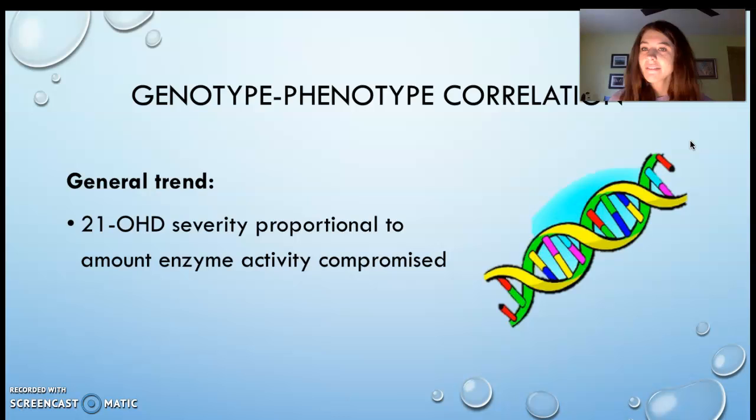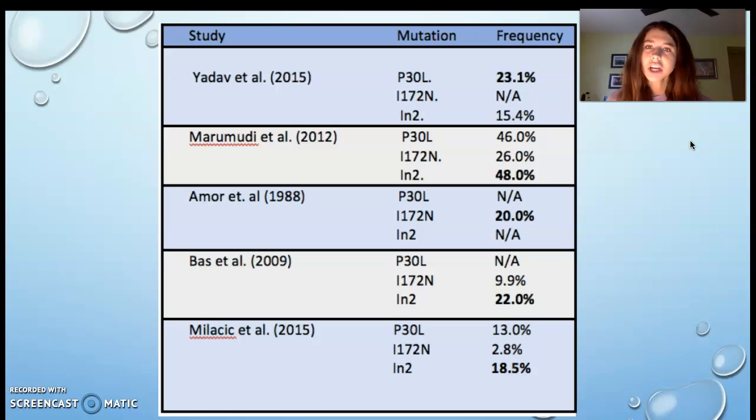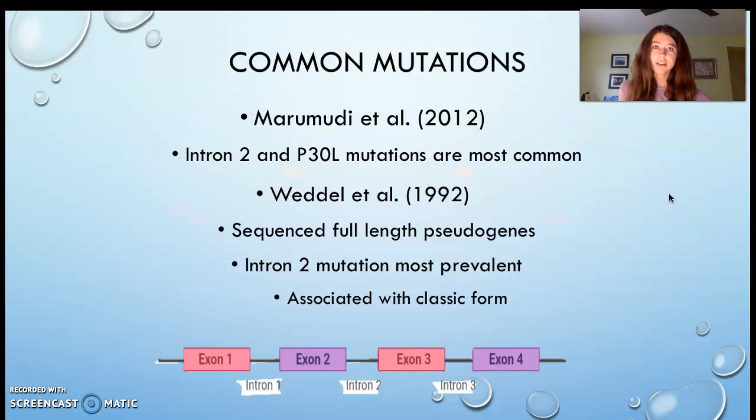So the general trend that I found from all these studies was that the severity of 21-hydroxylase deficiency was proportional to the amount of enzymatic activity compromised by the CYP gene mutations. So when I was looking at mutation frequency in all of these studies, I found that there were 3 mutations that kind of jumped out at me. They were present in almost every single study. I even bolded in which study this particular mutation was the most frequent. So I really wanted to analyze why these mutations were more frequent than others, what types of 21-hydroxylase deficiency they are associated with, and just expand upon that.